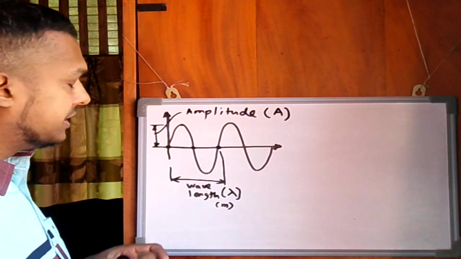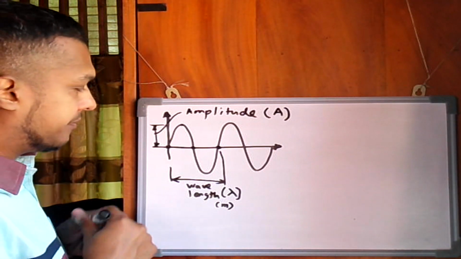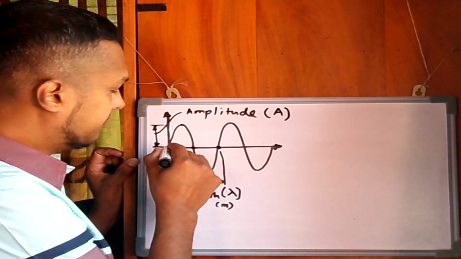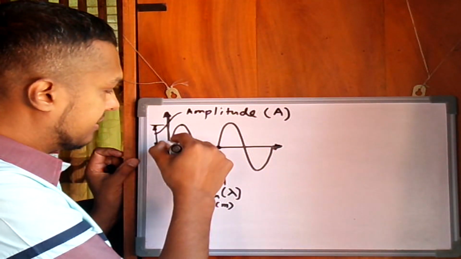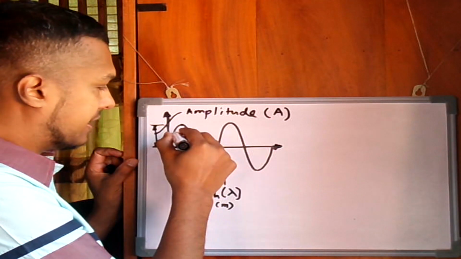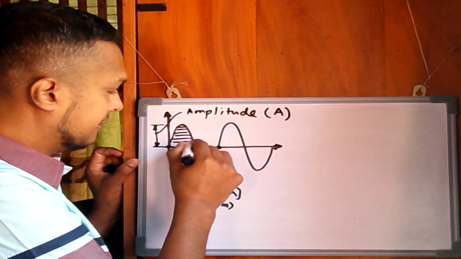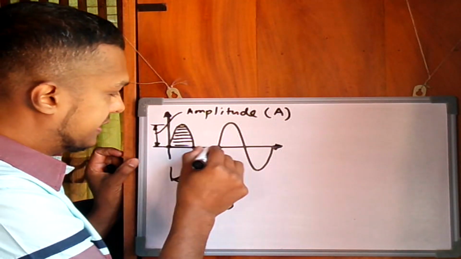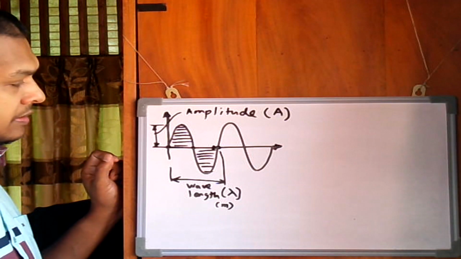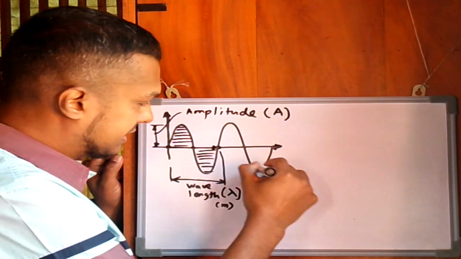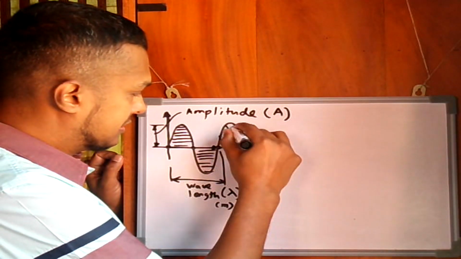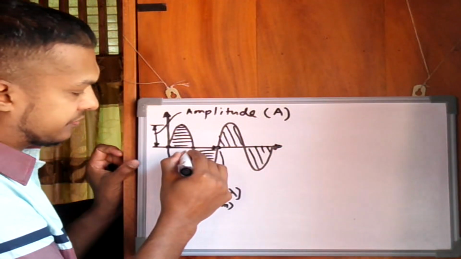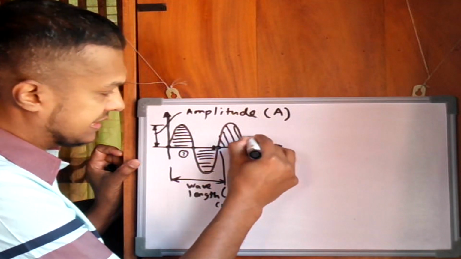And the next thing we need to learn is, a particle goes through one oscillation. So this whole thing is one oscillation. From here to here is one oscillation, and then its second oscillation starts here. So I hatch it differently to show you. This is the first oscillation, and this is the second oscillation.